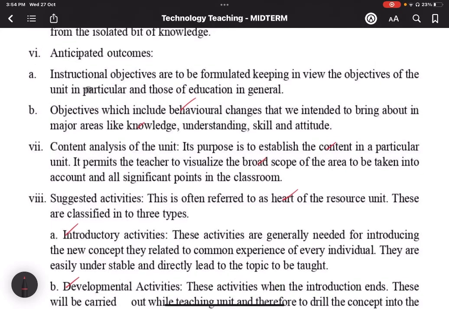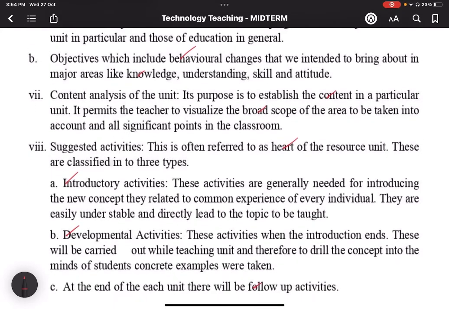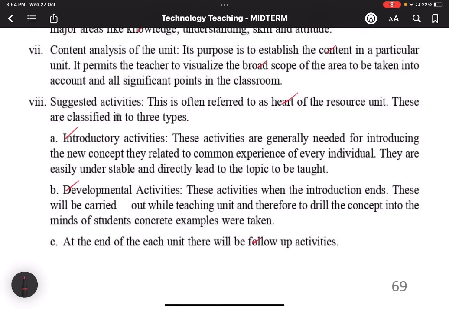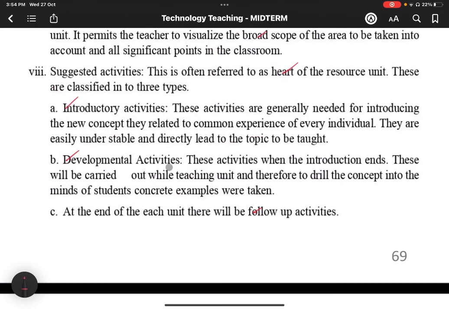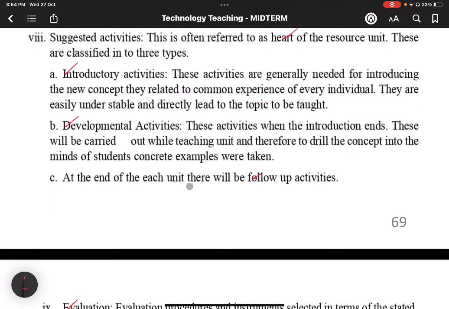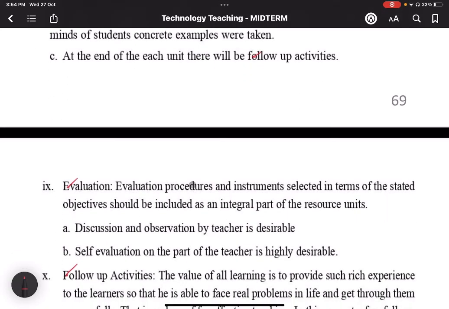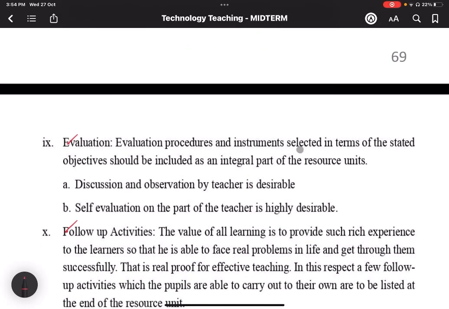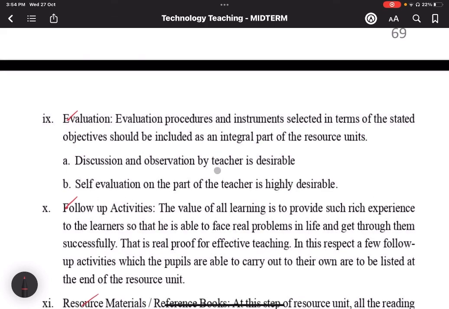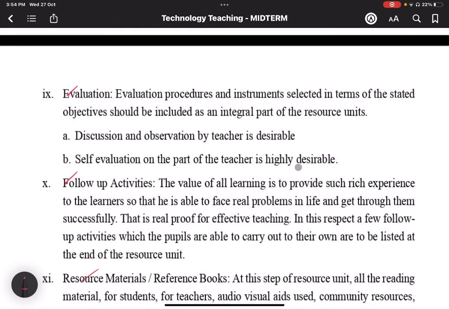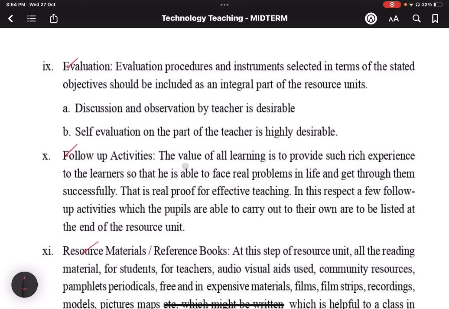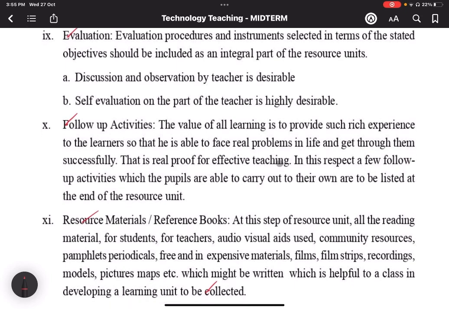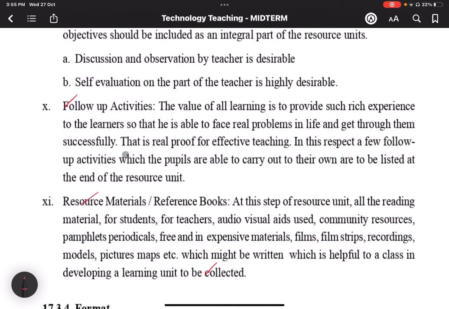Ito naman sa objectives, behavioral changes. Okay? The same with the lesson plan, no? We have introductory activities, development activities, and then meron din siyang follow-up activities. Under ng follow-up activities, we have evaluation. Evaluation procedures: discussion, observation by the teacher. Self-evaluation on the part of the teacher is highly desirable. Follow-up activities: the value of learning is to provide rich experience to the learners. So, dapat may evaluation kung talaga bang may natutunan sila.